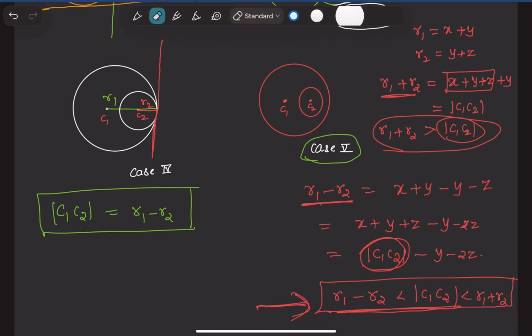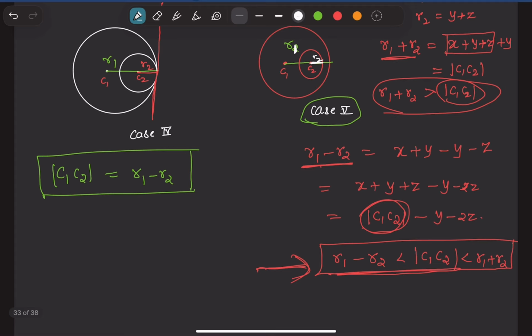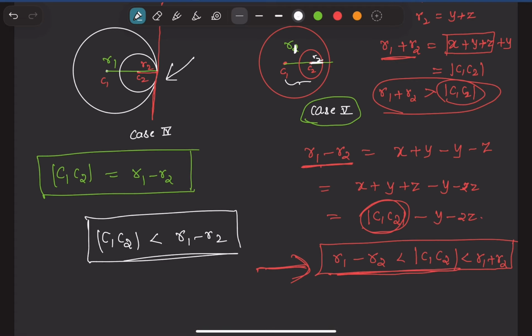In this case, if you consider the radius of c1 as r1, so this will be r1 and this white part will be r2. In this case, the distance between the centers is lesser than r1 minus r2. Here the distance between the centers is exactly r1 minus r2. So now the centers are getting closer to each other. So therefore the distance between them will be lesser than r1 minus r2.